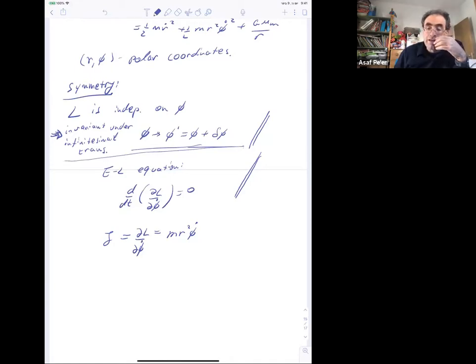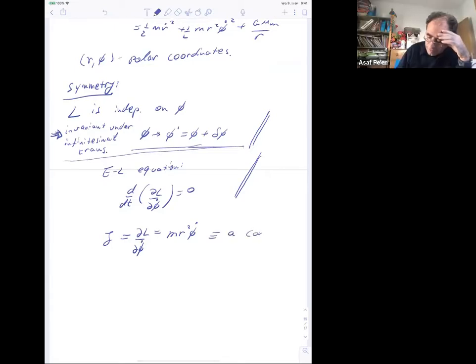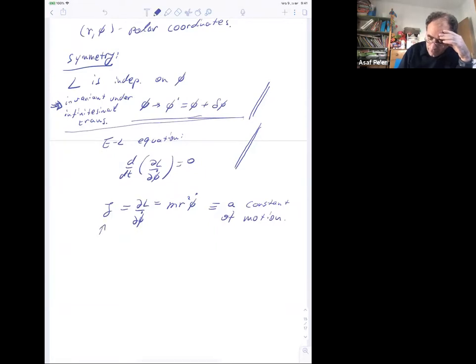What quantity is that? The angular momentum. It's the angular momentum, right? This is a constant of motion. This was a simple demonstration: the idea that we have a symmetry of the Lagrangian, and that leads to a conserved quantity, which here is the angular momentum.